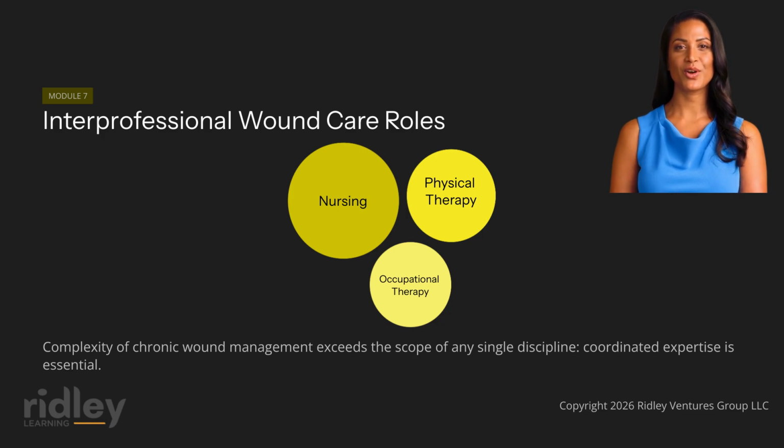The complexity of chronic wound management, spanning assessment, prevention, direct wound care, rehabilitation, functional restoration, and care transitions, exceeds the scope of any single discipline. This module looks at the distinct contributions, evidence base, and clinical outcomes associated with nursing, physical therapy, and occupational therapy in wound care, with attention to setting-specific delivery models and care coordination across the continuum.